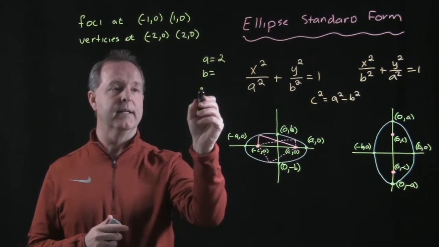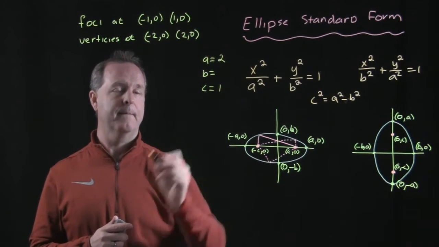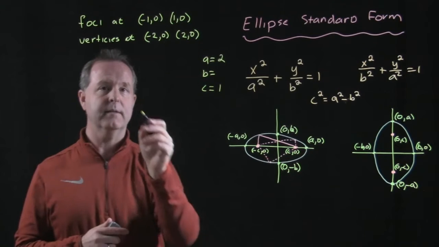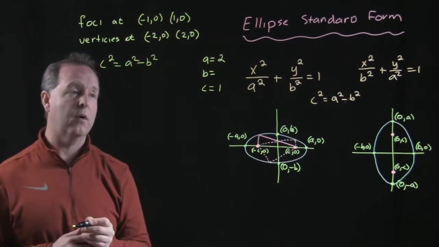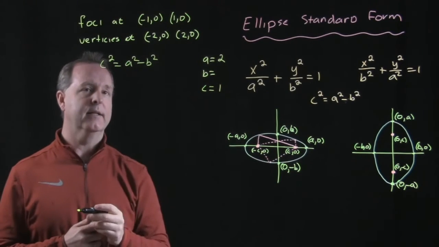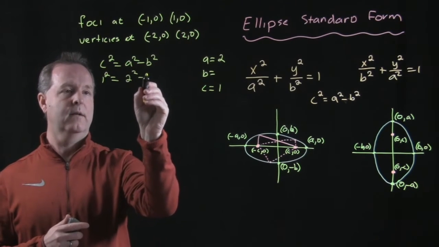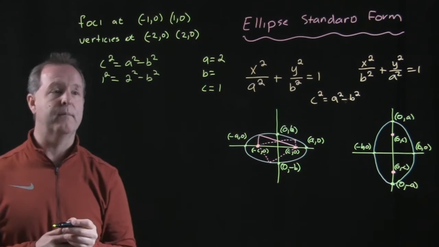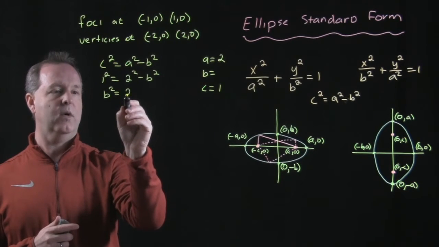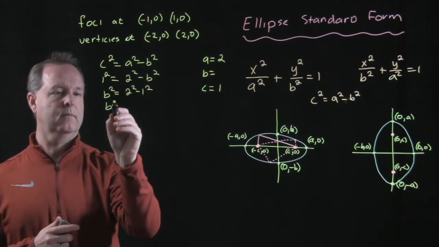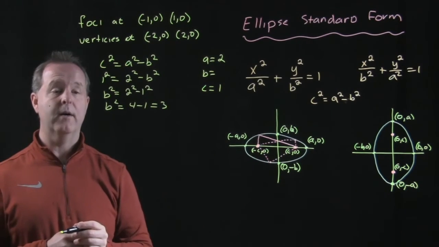However, C is listed. So we know that C, our foci, is at 1. So I can use this other equation, C squared equals A squared minus B squared, to help us solve for B squared, which is ultimately what we need. So C squared is 1 squared, A squared is 2 squared, minus B squared. Solve that for B squared. So let's add B squared to both sides and subtract 1 squared from both sides. And so B squared equals 3.